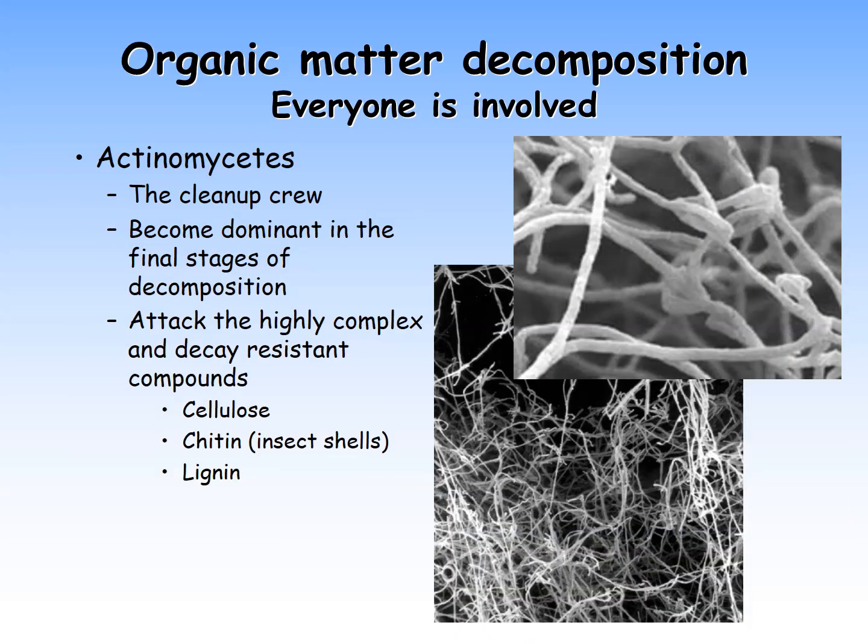The final degraders are the actinomycetes. They are the cleanup crew, and they come at the final stages of the decomposition. Like fungi, they're able to degrade complex compounds like cellulose, lignin, and chitin.